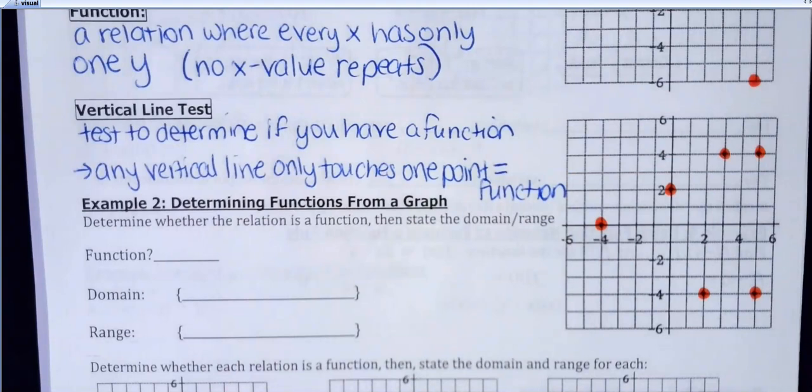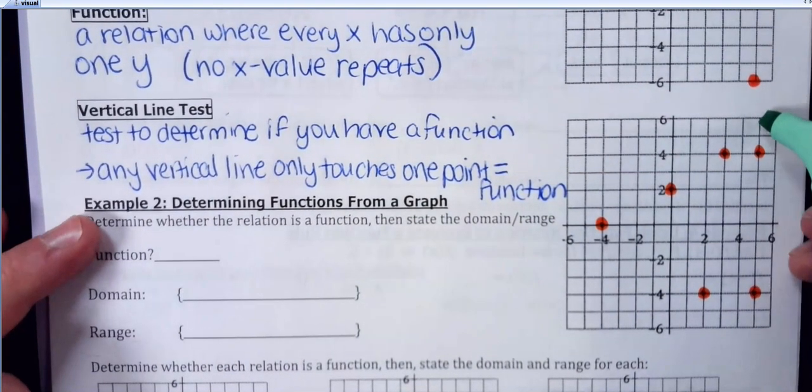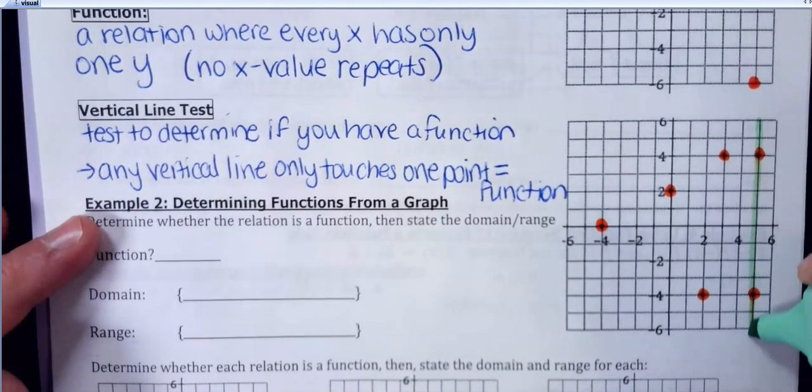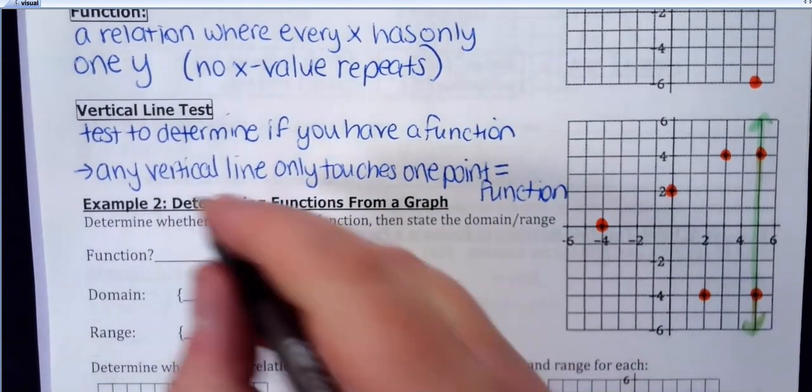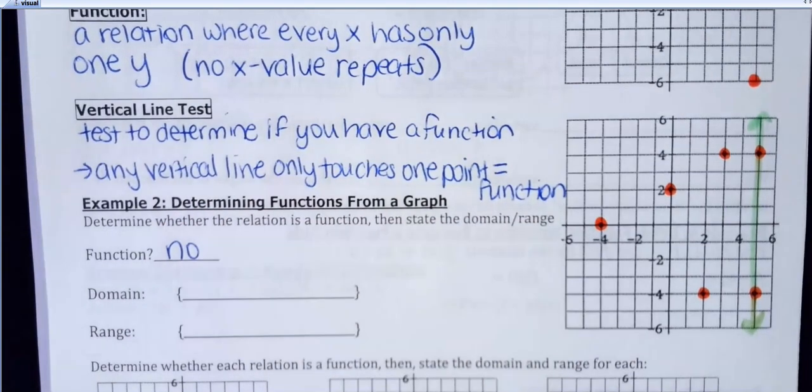No. Okay, if you notice, and you don't have to draw this in, this would be a no to answer that question. This right here, if I drew a vertical line, would touch 2 points. So any vertical line, if it touches more than 1 point, it's not a function. So I'm going to write no, this one's not a function. Fails the vertical line test.